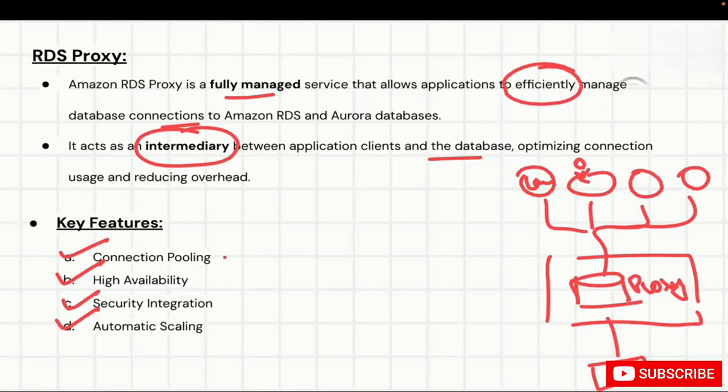Connection pooling means if the connection is short-lived, rather than initiating a new connection every time, it is going to reuse the same connection. It's highly available as it's a fully managed service. Moreover, it has security integration: you can include an additional step of security and authentication here. Moreover, with automatic scaling, being a fully managed service, it helps in auto scaling.